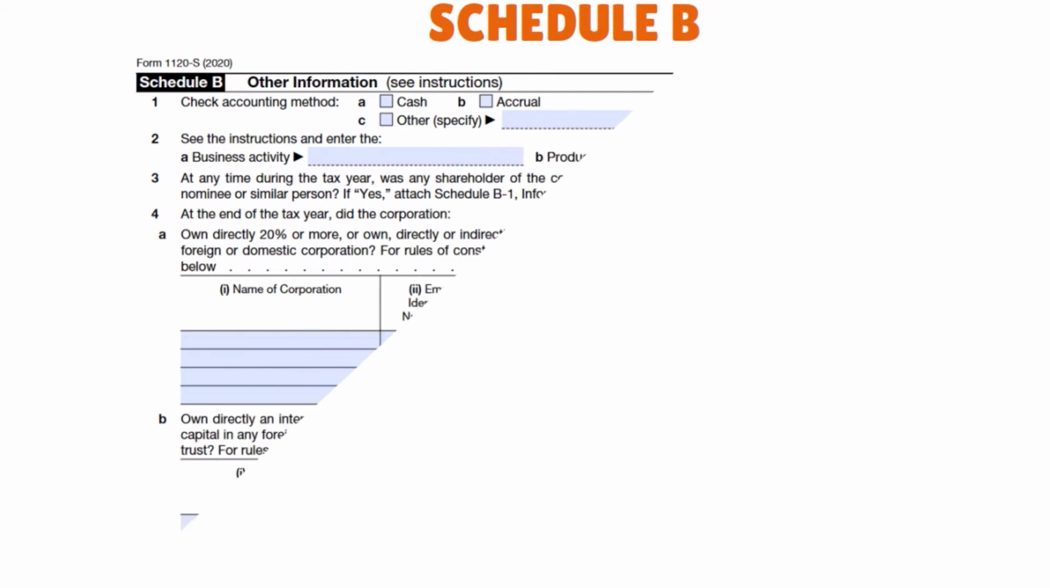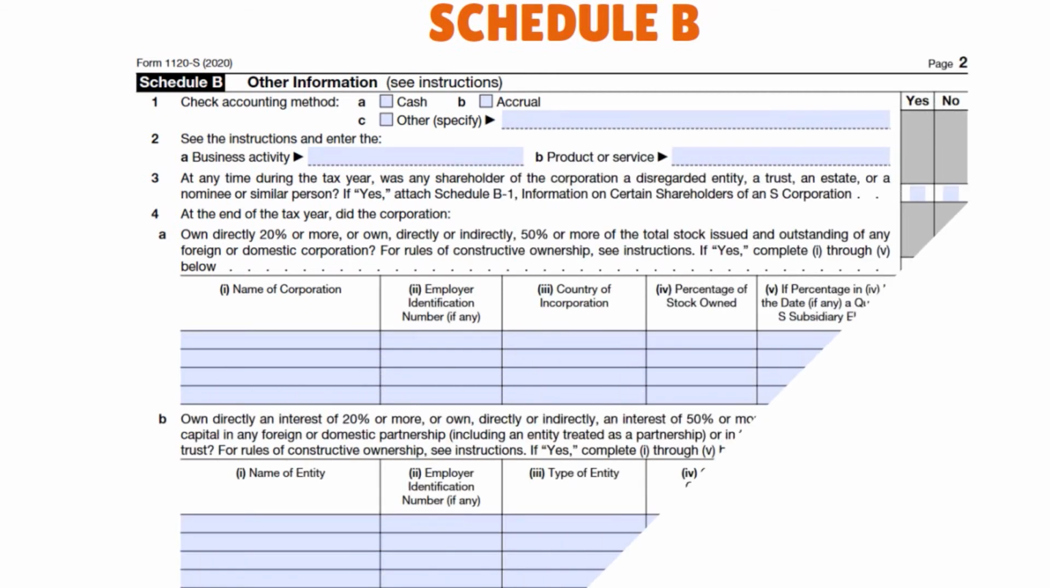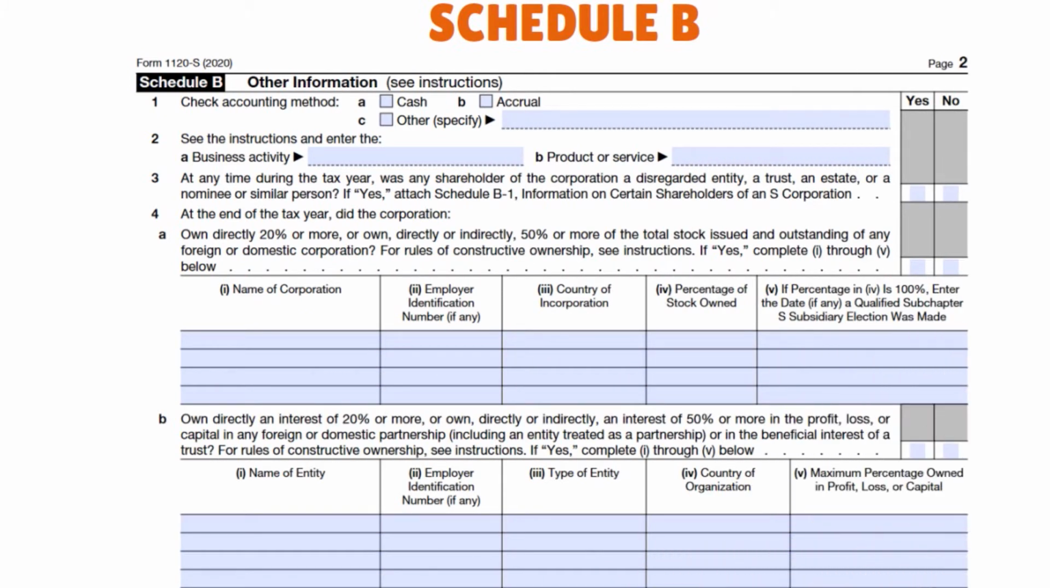This is where you provide other information about your business. Schedule B looks intimidating, but chances are you won't have to complete everything on it. Line 1 is where you provide your accounting method. I was telling you earlier, you have the cash or accrual. And if you use other, make sure that you specify what that other means. Most small businesses use the cash basis as their accounting method.